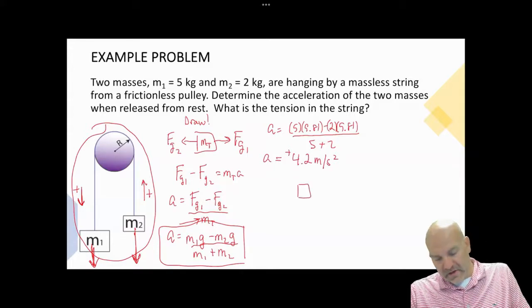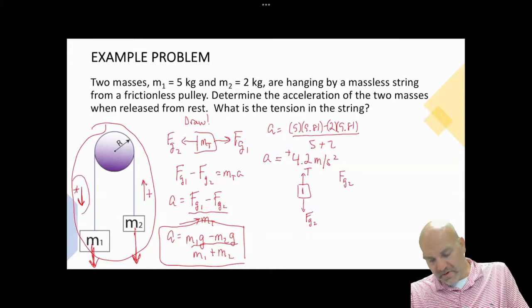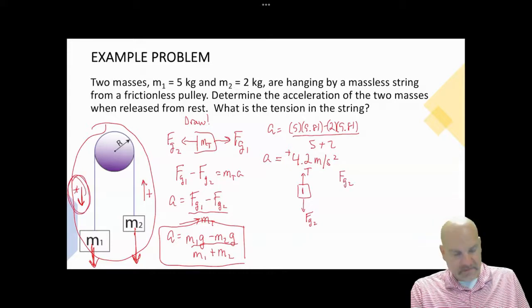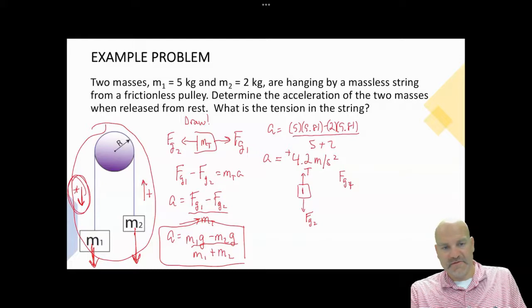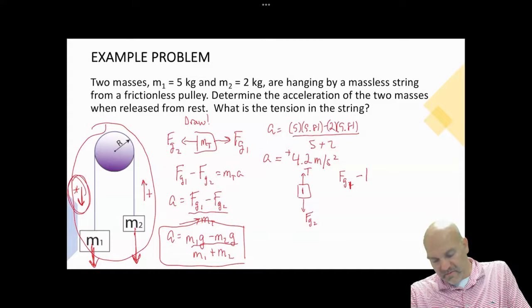Now, let's look at finding the tension. So we're going to do block 1, m1, the one on the left, the bigger one. So we're going to have Fg1 down, tension up. And so, again, my positive for Fg1, sorry, I put a 2 there, is down. So it's going to make my weight down.